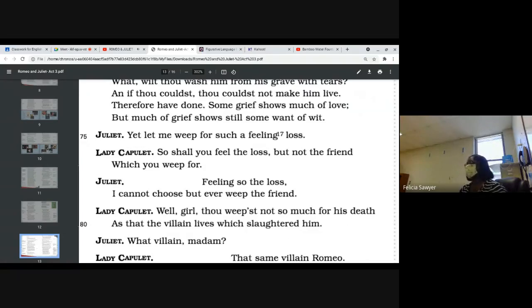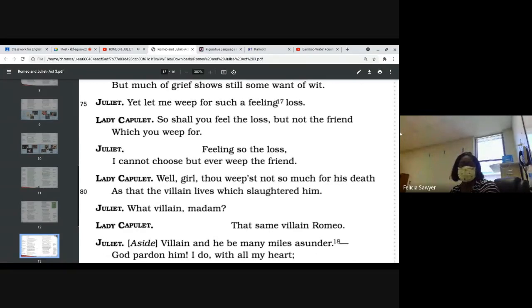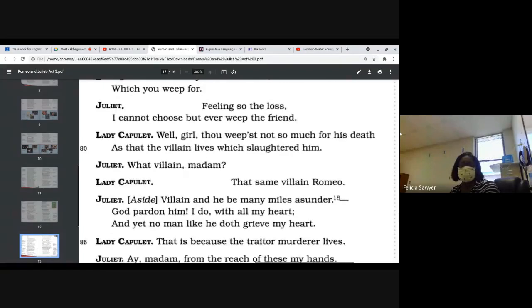Yet let me weep for such a feeling loss. So shall you feel the loss, but not the friend which you weep for. Feeling so the loss, I cannot choose but ever weep the friend. Well, girl, thou weepst not so much for his death, as that the villain lives which slaughtered him. What villain, madam? That same villain, Romeo. Villain and he be many miles asunder. God pardon him, I do with all my heart, and yet no man like he doth grieve my heart. That is because the traitor murderer lives. I, madam, from the reach of these my hands, would none but I might venge my cousin's death.